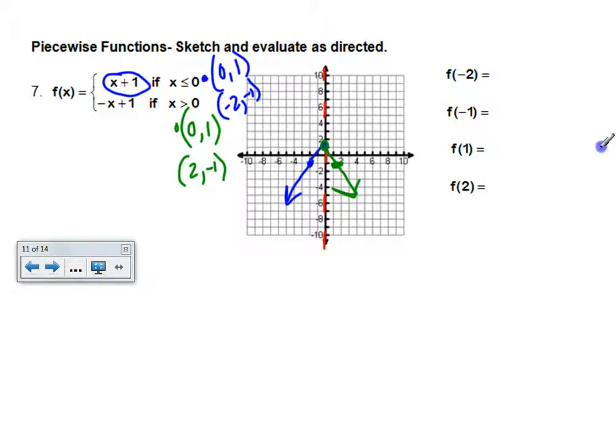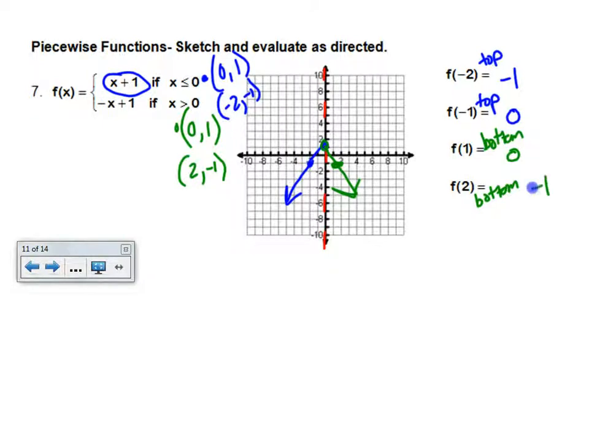Now, when we're evaluating, if I'm using -2 for my x value, I have to decide if I'm supposed to use the top or the bottom function. Since -2 fits the less than 0 qualifier, I'm using the top function. So -2 plus 1 gives me -1. -1 is also smaller than 0, so using the top function, I get 0. 1 is bigger than 0, so I'm going to use the bottom function. 1 times -1 plus 1 is 0. And then 2 is going to be qualifying for the bottom function.